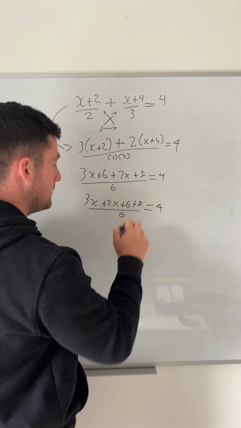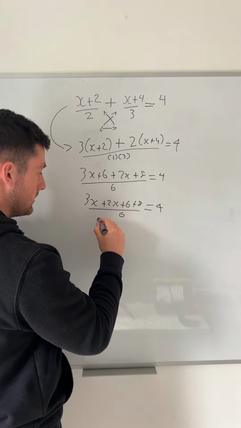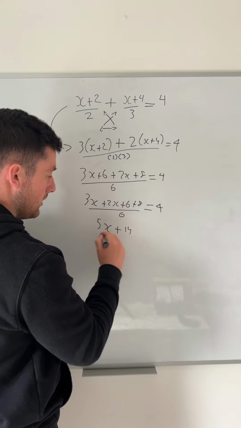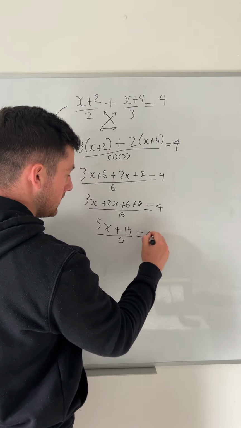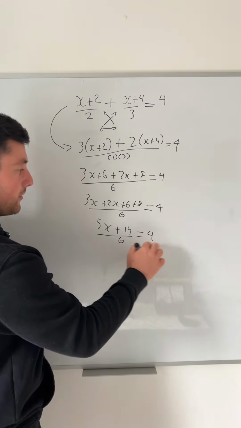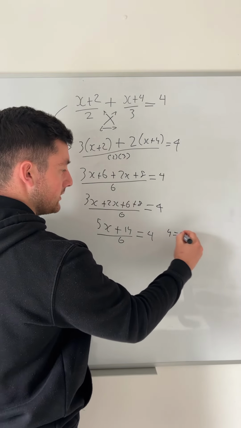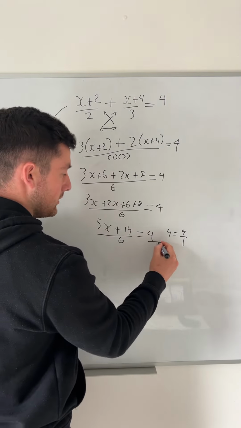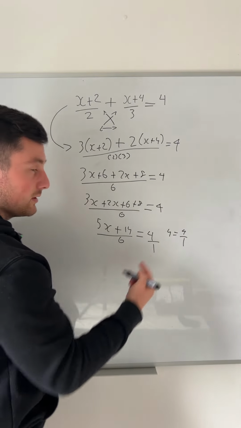Now we can add all of the like terms. 3x plus 2x is 5x. 6 plus 8 is plus 14, all divided by 6 is equal to 4. Now essentially we can just rewrite 4. So 4 is the same thing as saying 4 divided by 1. So we can divide this by 1. So 4 divided by 1 is of course 4.